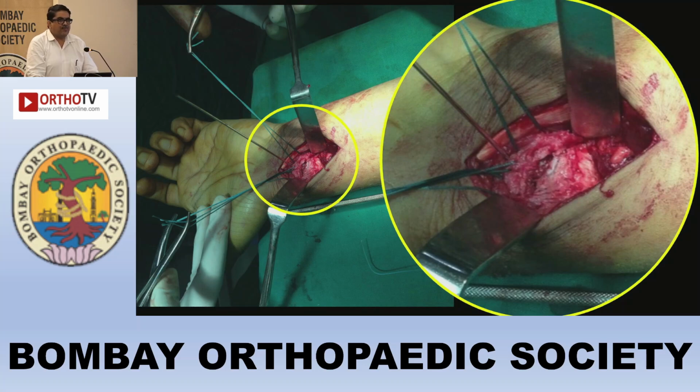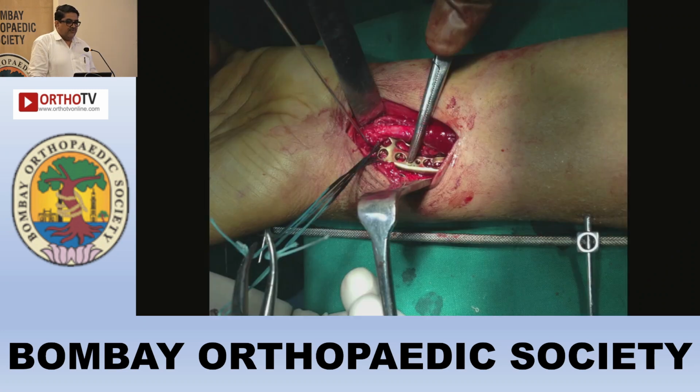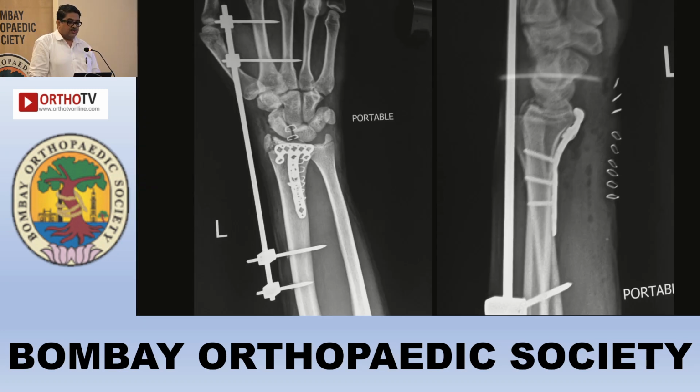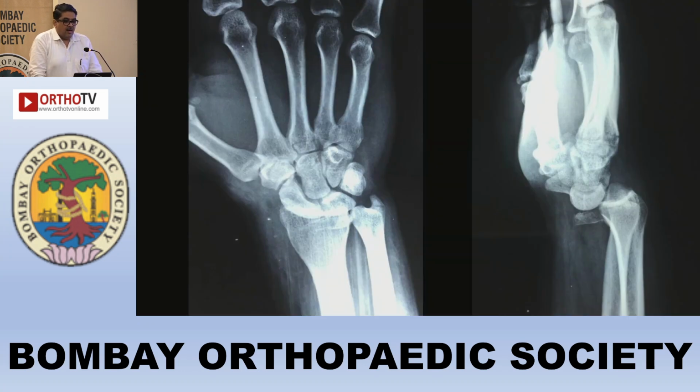So when you place ethibond sutures through all the ligaments that I just showed, that gives you excellent control over the shear fragments, and you just now need to make sure that the sutures are held in place to the rest of the radius, and that can be done by weaving them through a plate. So as you can see, there are no screws in the distal fragment, but it still goes on to heal very, very well.